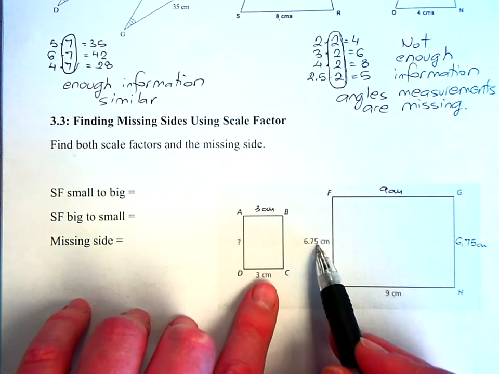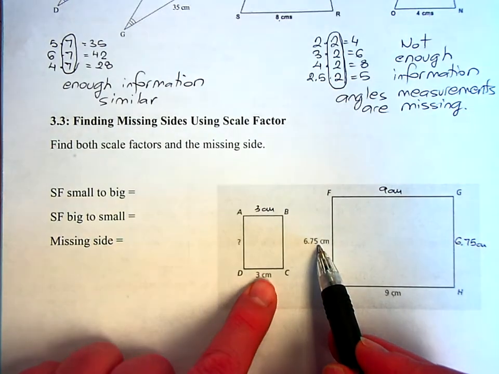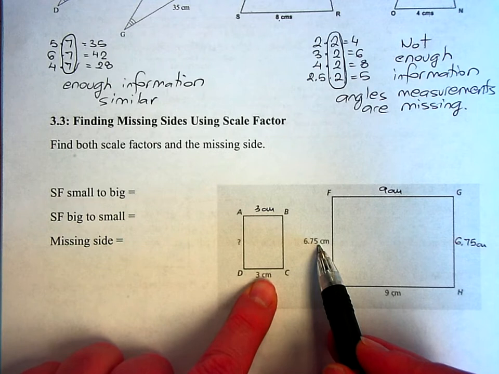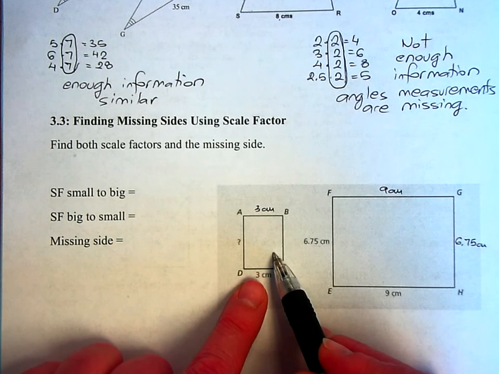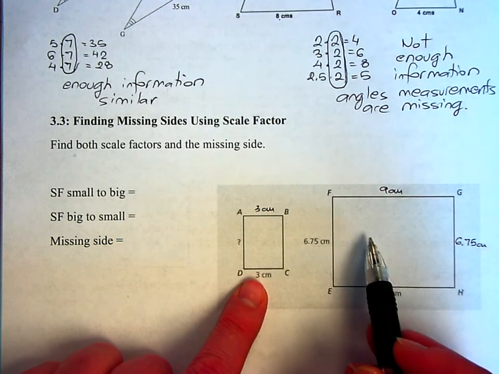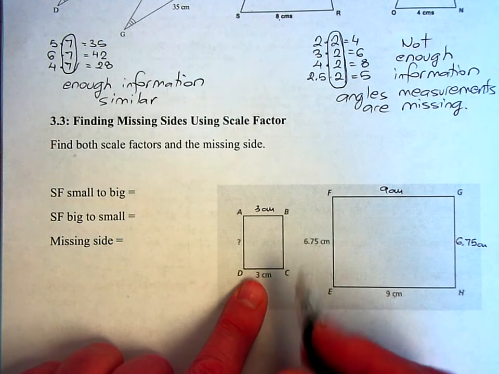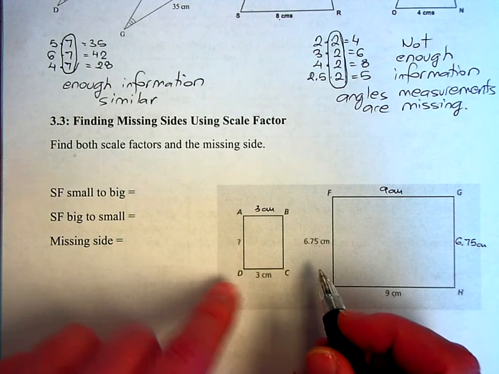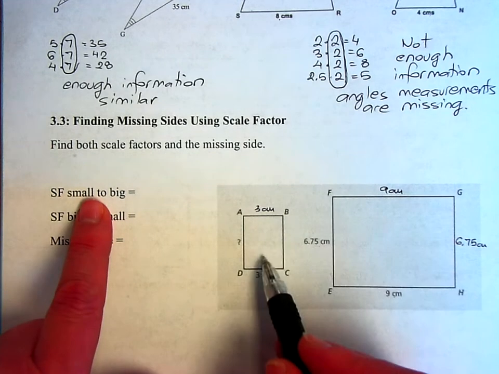So these are the two corresponding sides that I know, and I can find the scale factor out of those two. Now, there are two scale factors that I can find. One is going from smaller shape to the larger, and the other one from larger to the smaller. So I will find both of them first. So scale factor from small to big.